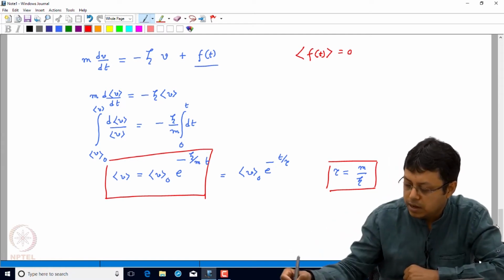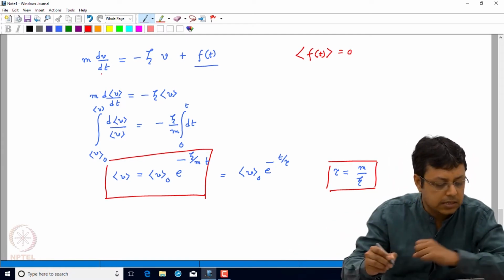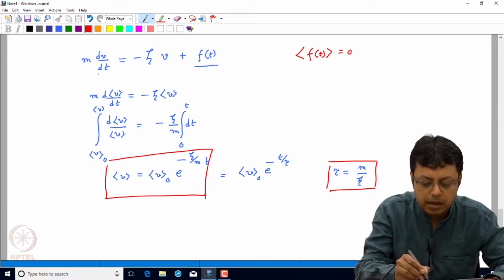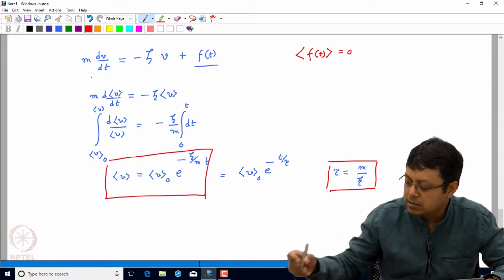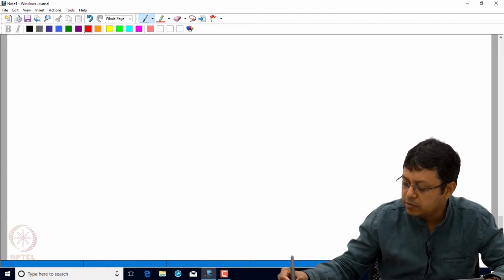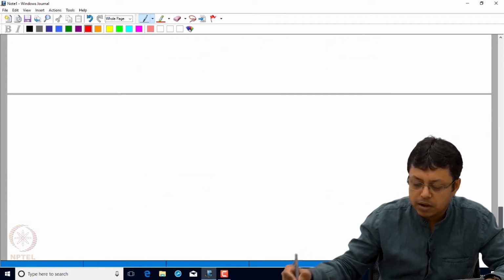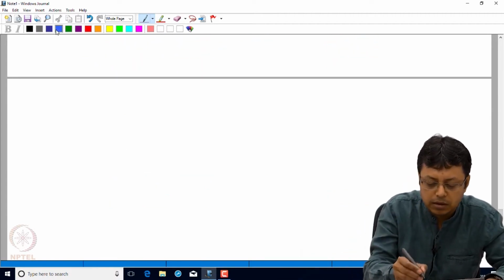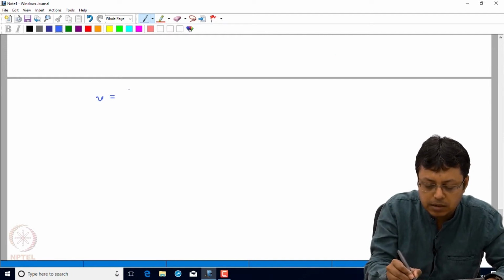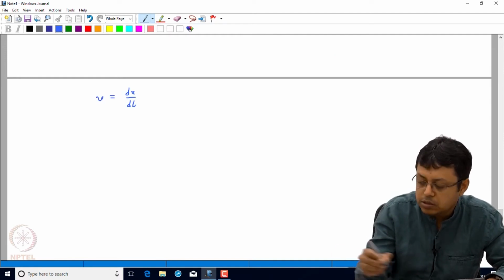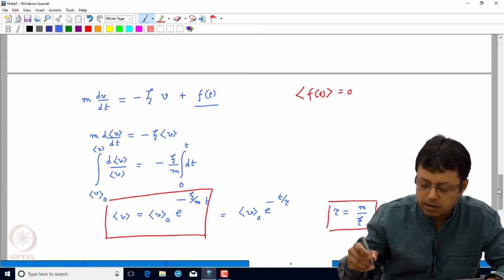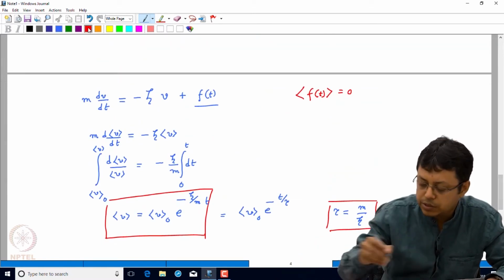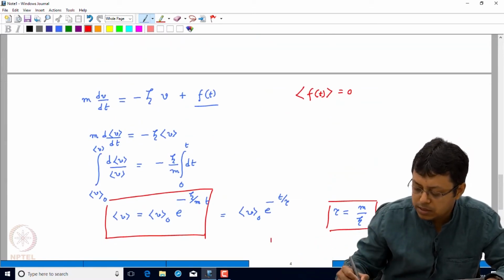Now in order to do that, instead of writing it as m dv dt, we'll just rewrite it in a slightly different way. We just have to write it in terms of position, and you already know that velocity is nothing but dx dt. So if you follow this equation, I forgot to tell you, this is known as the Langevin equation.